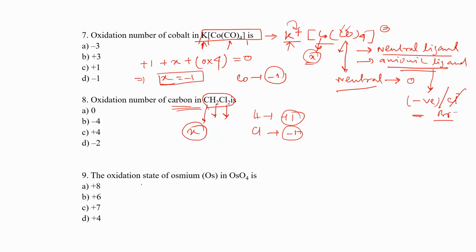Now another question is the oxidation state of osmium. So here also osmium is a metal, and osmium is attached to oxygen. So osmium is not free, so osmium does not have zero oxidation state. It will have something positive, something negative, but oxygen gives the negative charge. So obviously osmium will give the positive charge, because I have shown that in a metal salt there will be a cation and an anion.